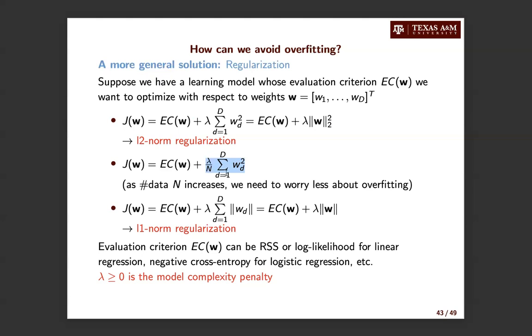overall loss function. And finally, we can always apply what we call L1 norm regularization, meaning that instead of adding the sum of the squares of the weights, we can add the sum of the absolute values of the weights. However, when we apply L1 norm regularization, it will be computationally a little bit more difficult to handle when we would like to solve the optimization problem.